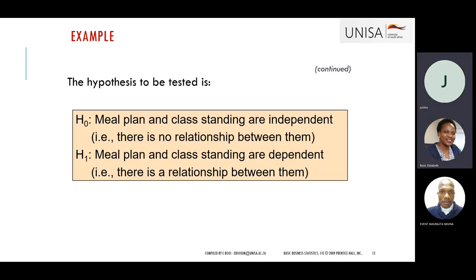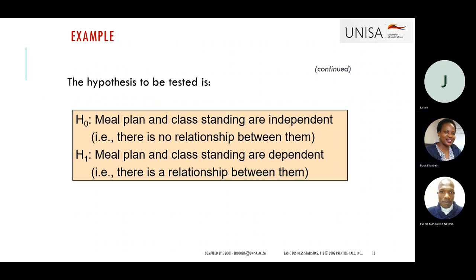To state the null hypothesis and the alternative hypothesis, we say, based on the two categorical variables, which were meal plan and class standing, that they are independent. The alternative will state that meal plan and class standing are dependent. Always remember, null hypothesis, independent. Alternative, dependent.